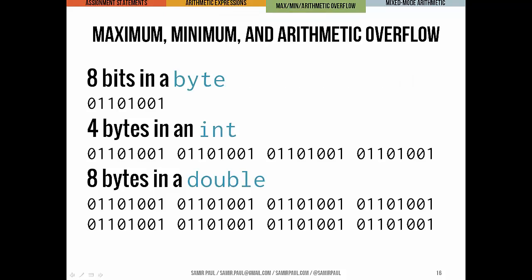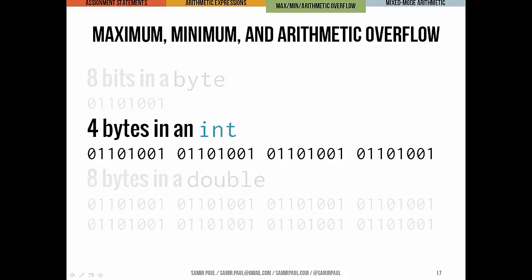Now, I need you to step back to your prior computer science classes and remember how we represent data in a computer. We do it with bits. So we say that each one of these bits, each one of these zeros or ones, is a bit, and we say that 8 of them strung together makes a byte. Now in Java, 4 bytes, which means 32 bits, makes an int, and 8 bytes makes a double.